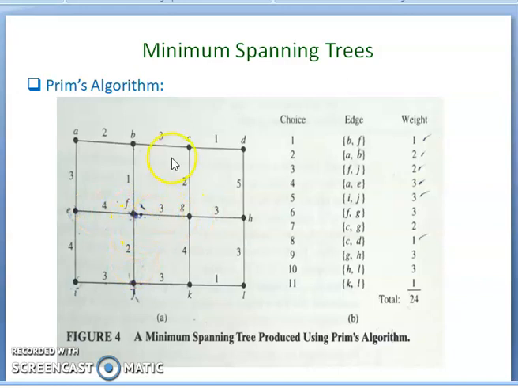Among these 5 edges, 1, 2, 3, 4, 5, which one is the least value? One is FJ, which is the least value, and another least value is AB. You take any one. You consider AB, which has weight 2. That means one edge is this one, and the second edge is this one. Remember, this is the first edge, and the second edge is this one, right? Again, what are the edges incident with this particular vertex? This edge AE with weight 3.